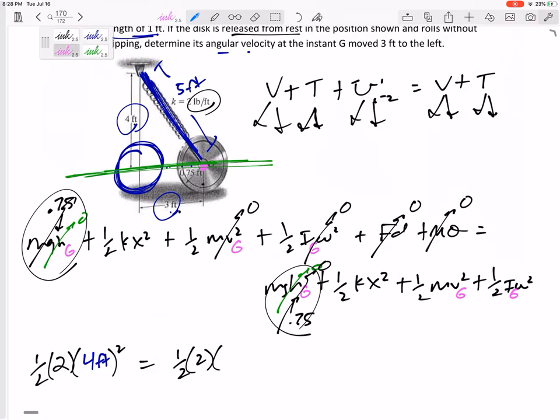Well, the final length of my spring would be 4 feet, but I'm not going to plug in 4 feet right here. I'm going to plug in 3 because that would be stretched by 3. If its unstretched length is 1, then 3 would be the amount of stretch, plus 1/2 m. This has to be m, not mg, not the weight.